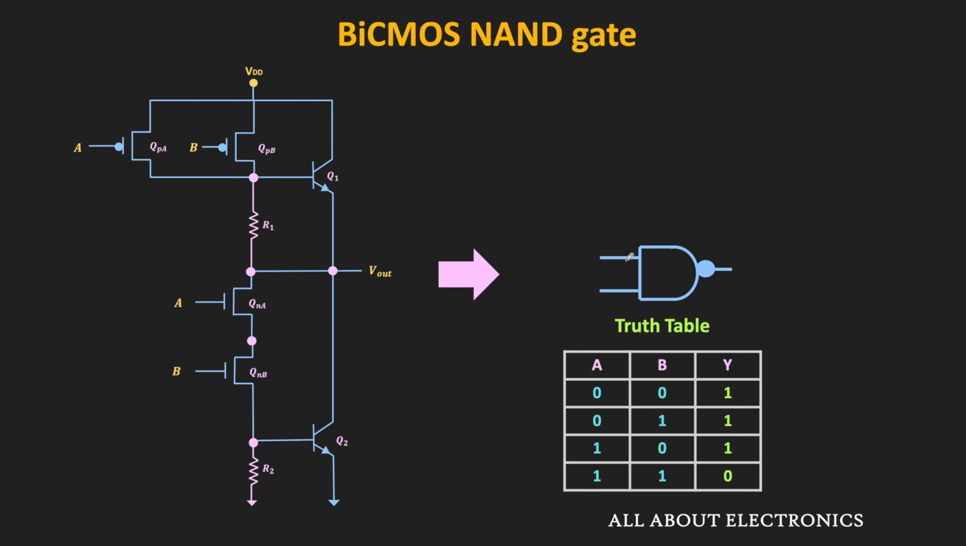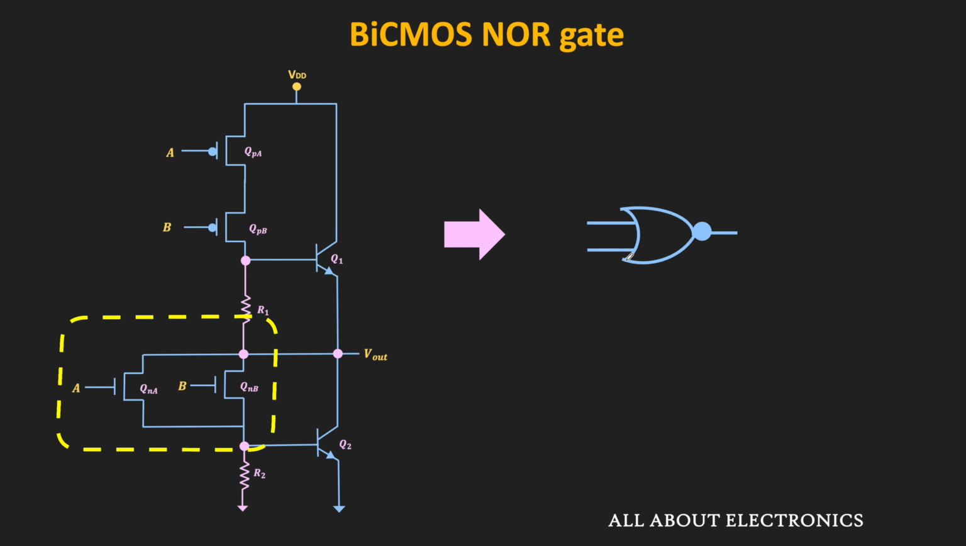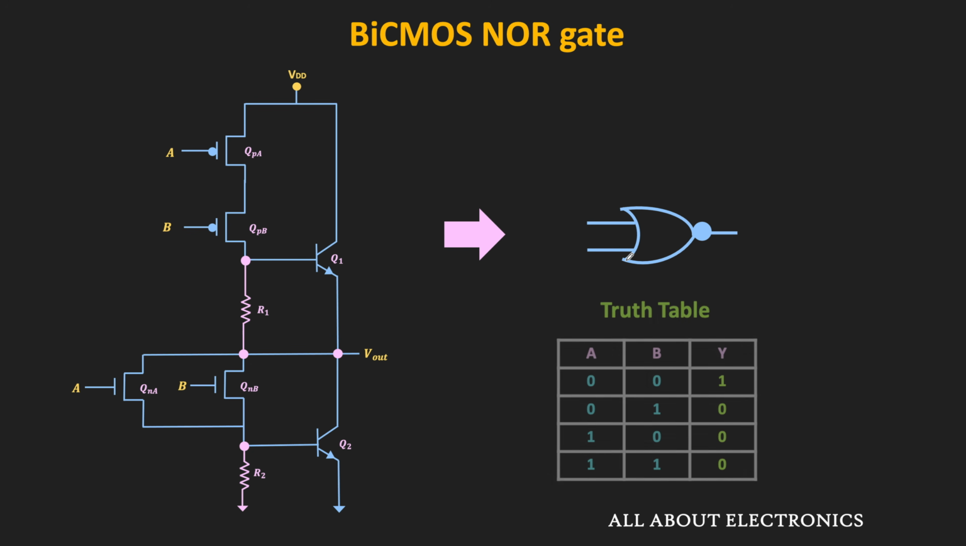And similarly, we can also implement the NOR gate. So once again, here the only change is in the implementation of the CMOS logic. So we know that in the CMOS NOR gate implementation, in the pull-down network, the two NMOS transistors are connected in the parallel connection, while in the pull-up network, the two PMOS transistors are connected in the series connection. And in this way, this given circuit works as the NOR gate.